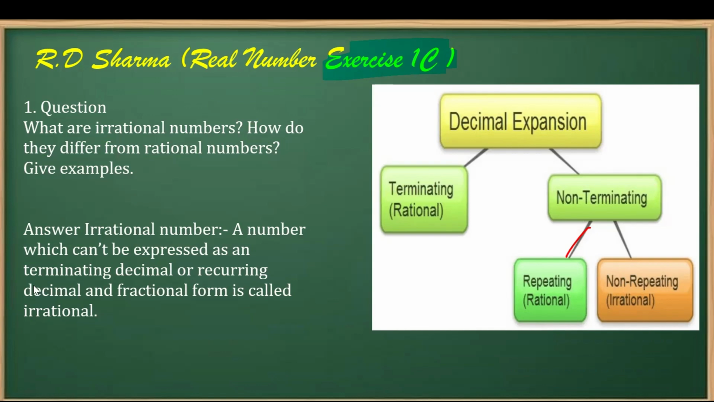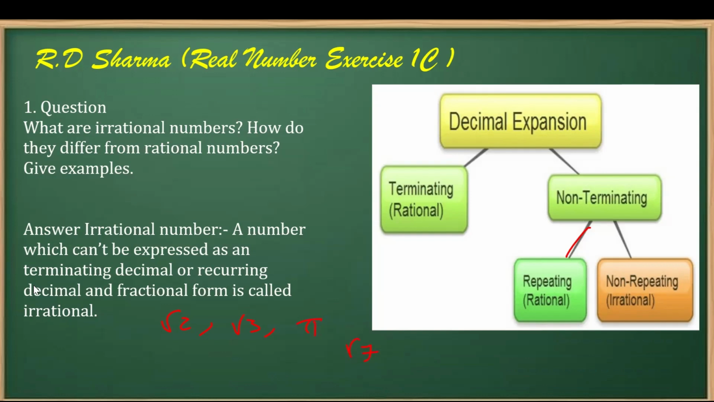You can say that any number which can be written in the form of P by Q, where Q is not equal to 0, is rational, and those which cannot be expressed in the form of P by Q are irrational. Now, some examples they have asked: root 2 is irrational, root 3 is irrational, and pi is an example. This is pi. Pi, root 7.